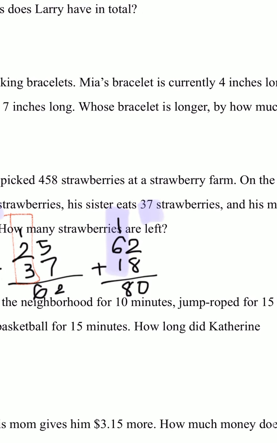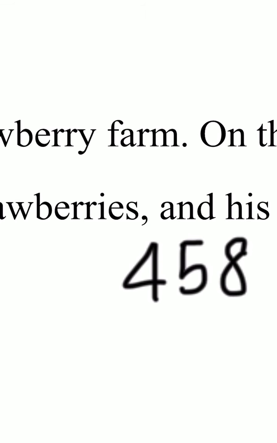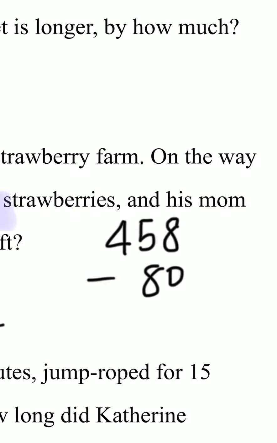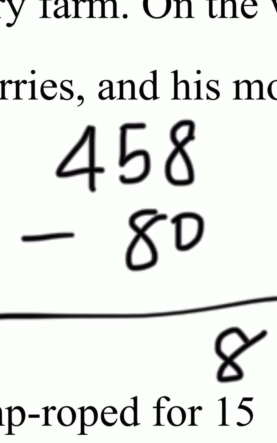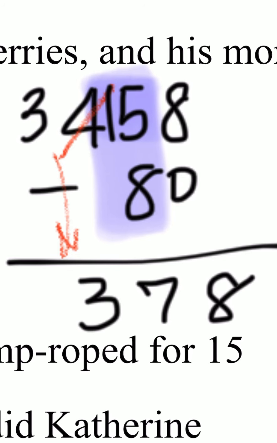Now we have to subtract 80 from 458. So 458 minus 80. 8 minus 0 is 8. 5 minus 0, the top number is smaller, so we're going to borrow 10 from the hundreds place. That's going to be a 3. Now we have 15. 15 minus 8 is 7. And the 3 drops, so that is going to be 378.